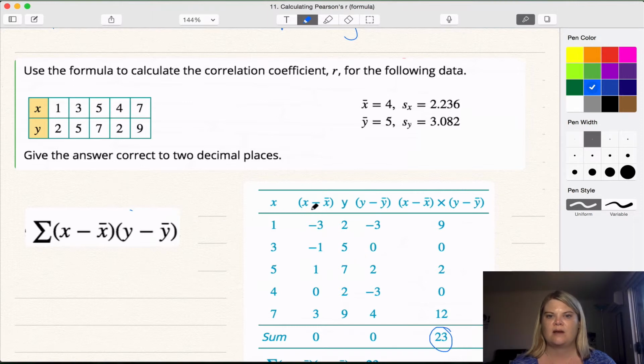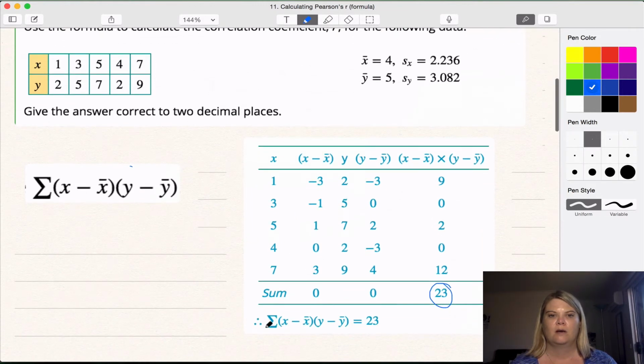Interesting to see that if you add all of the x take away x bar and y take away y bar, you should get 0. That's a bit of a check for you. That's because we're taking away the mean from each of the variables, and eventually it should even out perfectly, so you get 0 at the end. If you don't end up with 0 on those two, then you have probably made a bit of an error. On this next slide, I've just summarized that this equals 23 in this example.